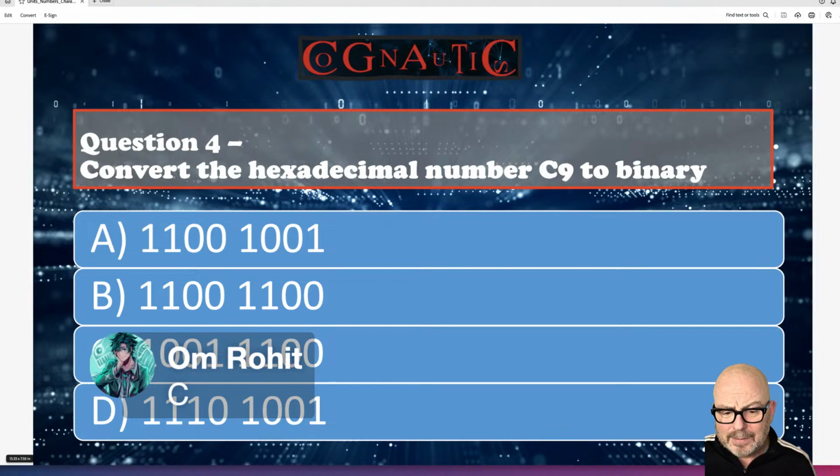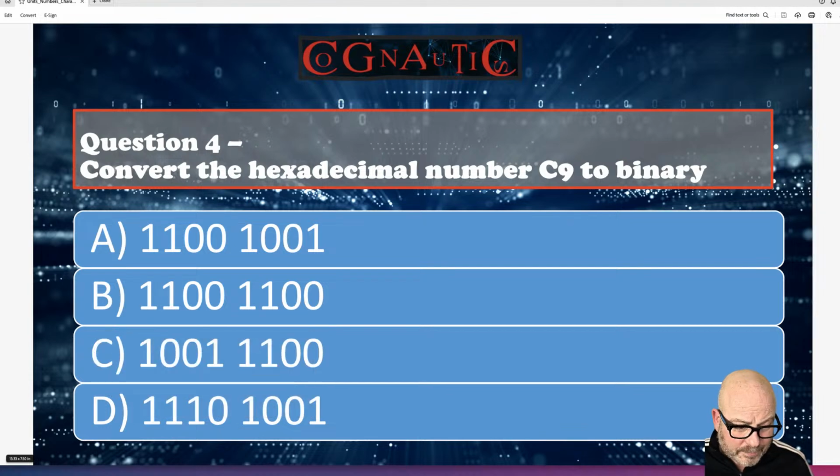Okay. If I'm being lazy and working out in my head, we know what C is. A is 10, B is 11, C is 12. Okay. You can do some maths. 12 plus 9. Yeah. 21. And then work it out from there.